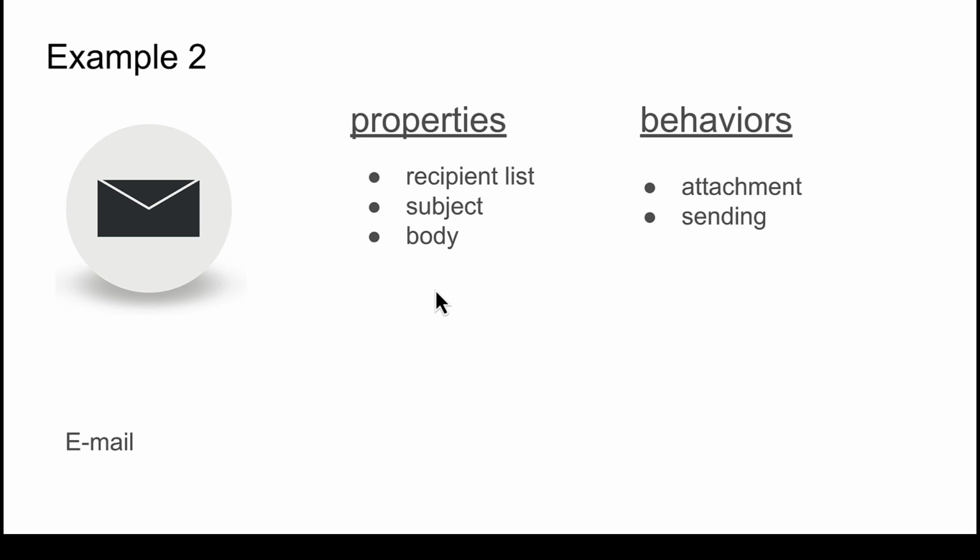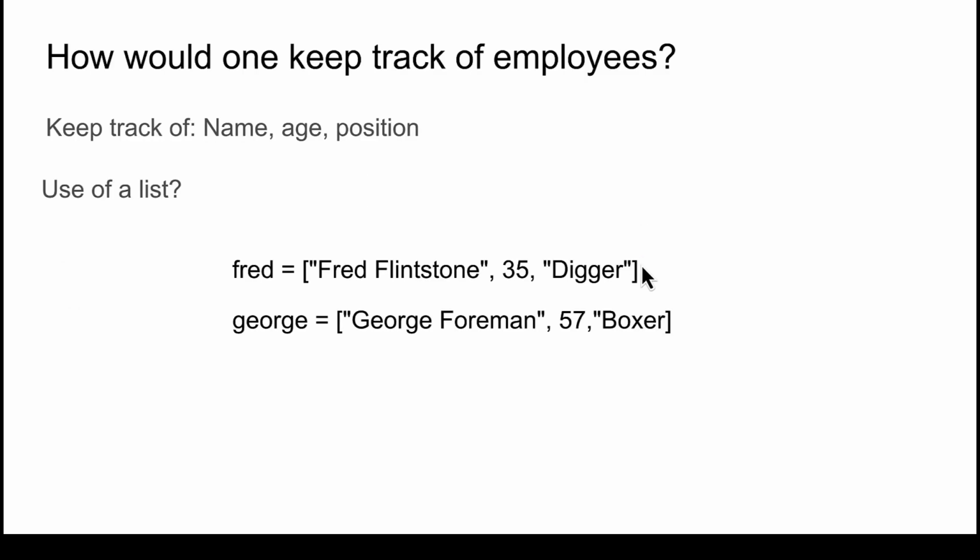Another example would be utilizing email. So we would have information pertaining to the recipient list, the subject, the body of the email, and then specific behaviors such as attaching different file types and sending the particular mail. So you can see that we're able, again, to create some objects.